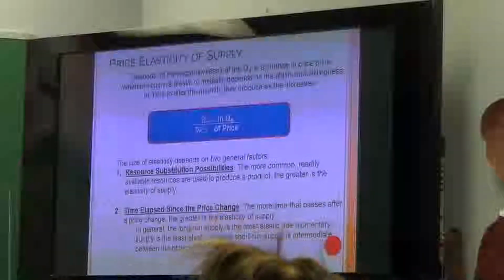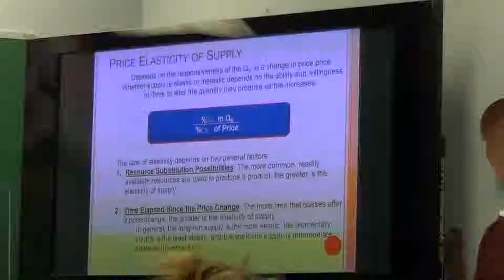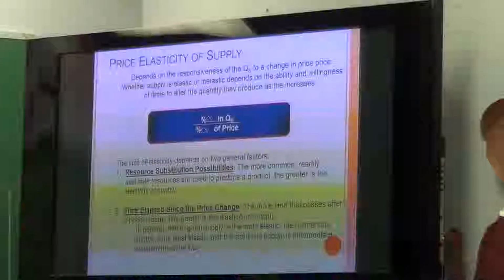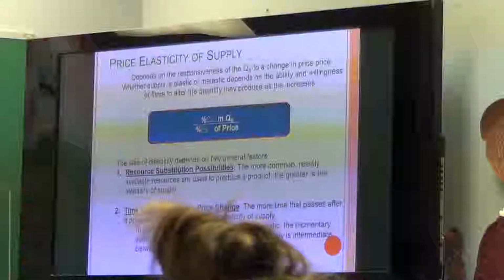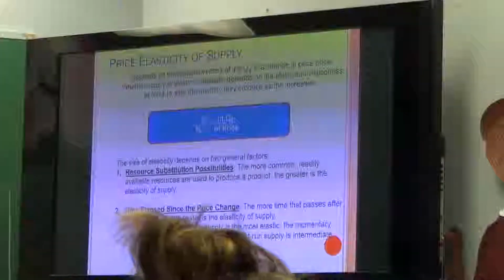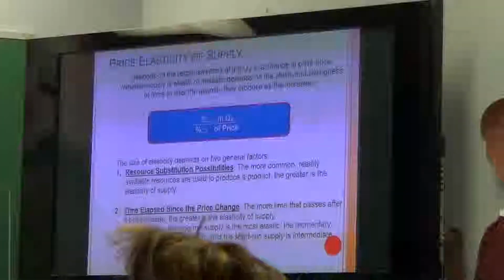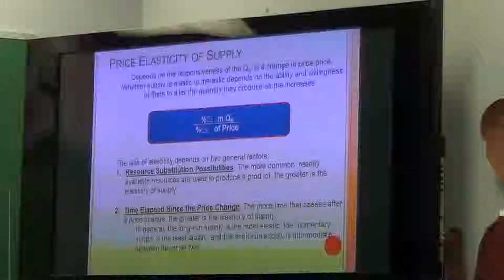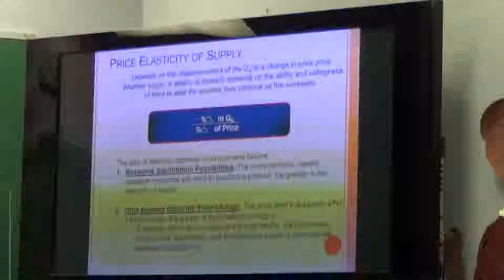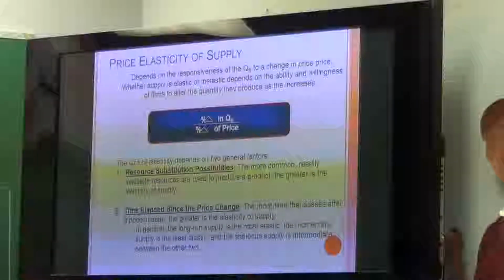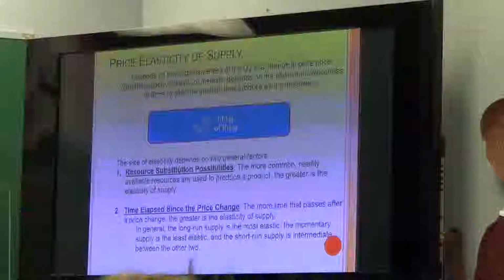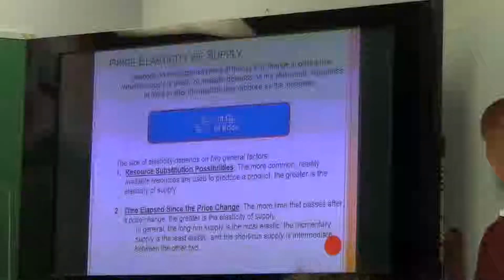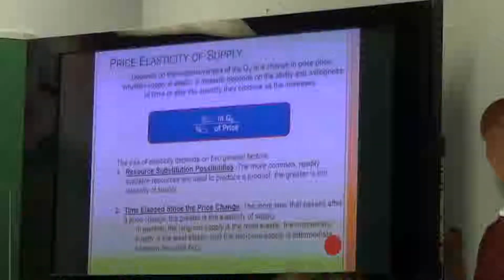Okay. Price elasticity of supply. Basically, same principle as we've been using, but we're looking at the percent change in quantity supplied over the percent change in price. It depends on the responsiveness of the quantity supplied to a change in the price. Whether the supply is elastic or inelastic is dependent upon the ability and willingness of firms to alter the quantity they produce as the price increases.